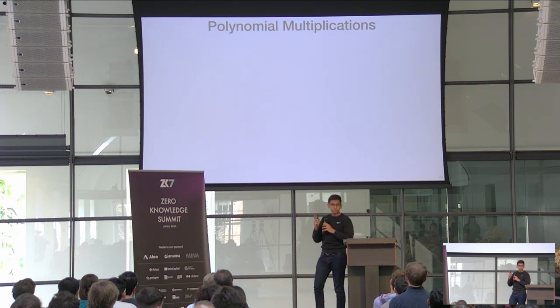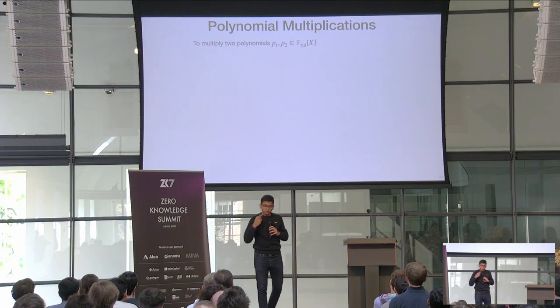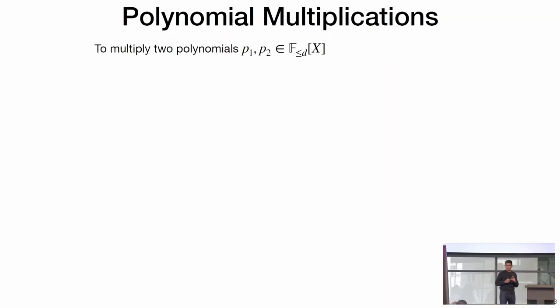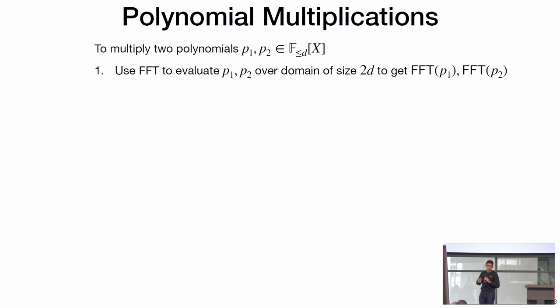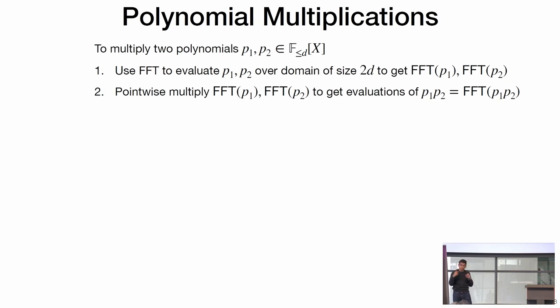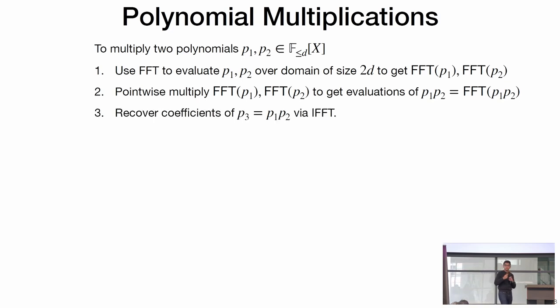But for polynomial multiplications, that's not quite true. To multiply two polynomials of, say, degree D, this is getting a bit technical, but bear with me: you use an FFT to get the evaluations of your polynomials over your evaluation domain. You do a pointwise multiplication between these evaluations, and then you do an inverse FFT, an interpolation, to go from these evaluations back to coefficient form. So it's a whirlwind overview of polynomial multiplication. Now the nice thing is that steps 1 and 3 are again linear. They're just FFTs, so they don't require any sort of secret multiplications.